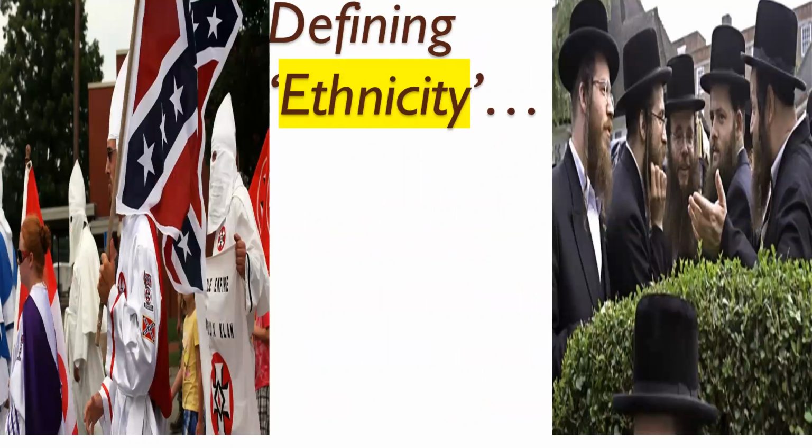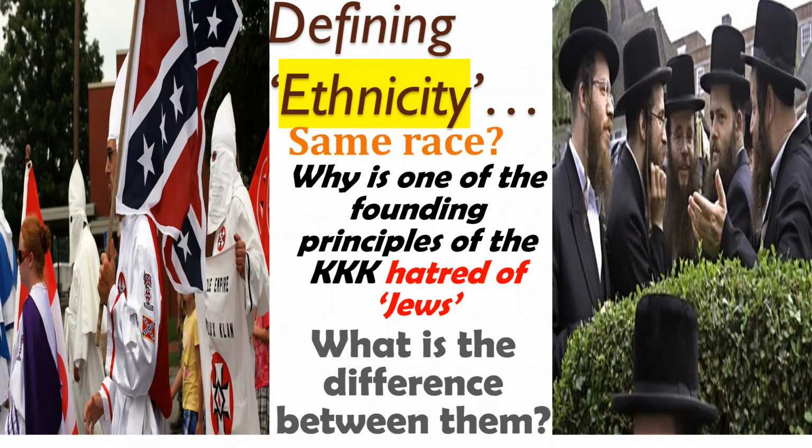So if we look at this image here, now we're moving towards defining ethnicity. According to Gobineau, both images would be white or Caucasoid, right? Basically, they're both Caucasoid. Yet one of the founding principles of the group on the left with the hoods is hatred of the group on the right. Yet they're both Caucasoid. So what is the difference? The difference between the two is ethnicity.